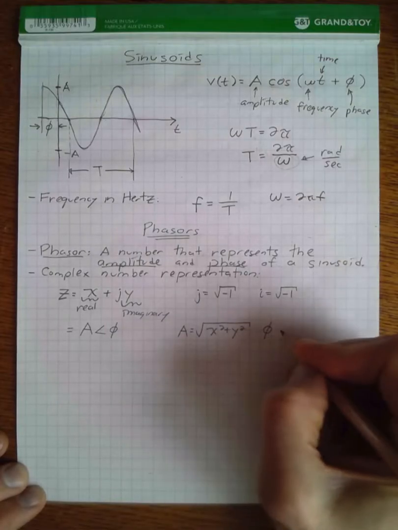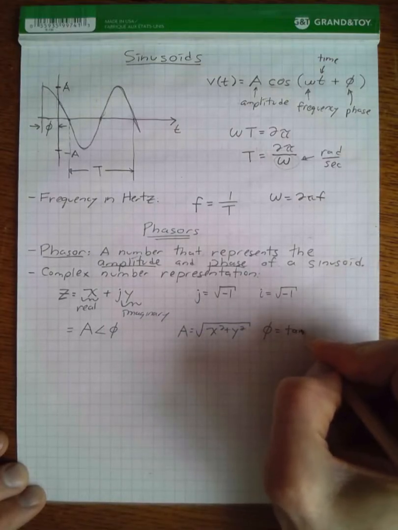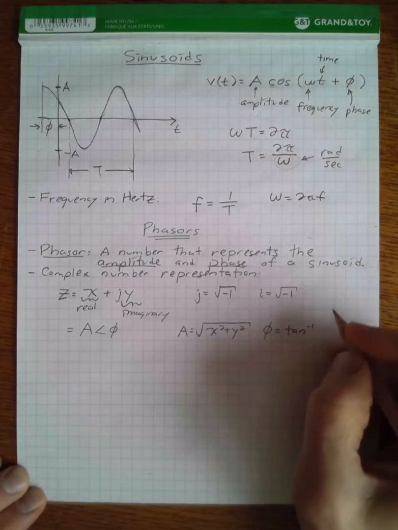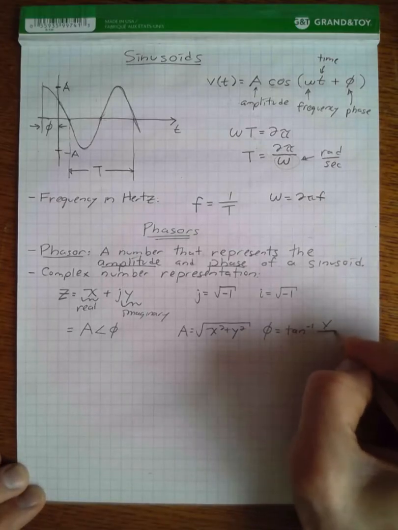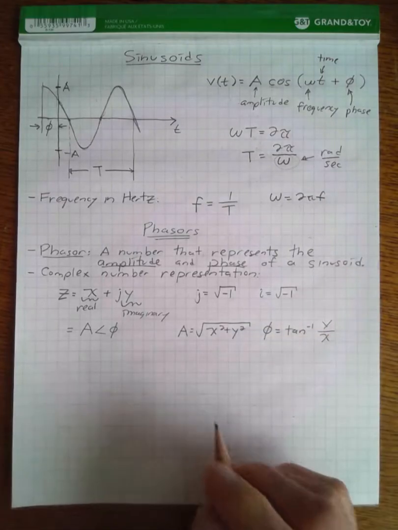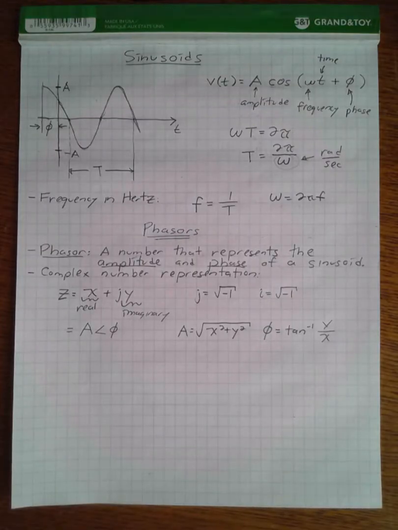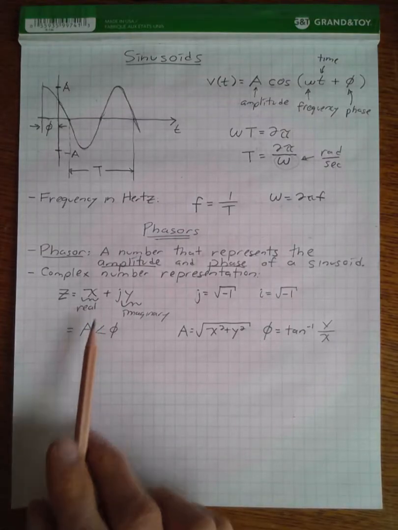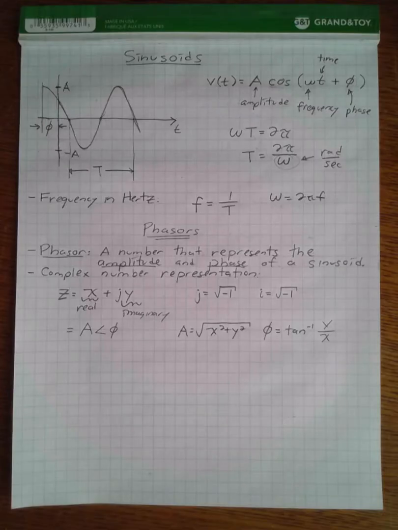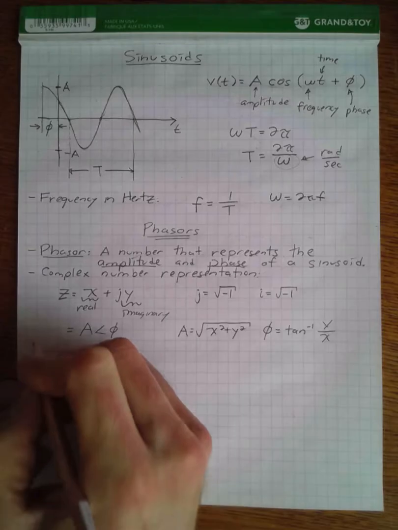And phase phi is equal to the inverse tangent of the imaginary component divided by the real component. And these are probably the two complex number representations that are the most familiar for you. But there is a third representation using something called a complex exponential.